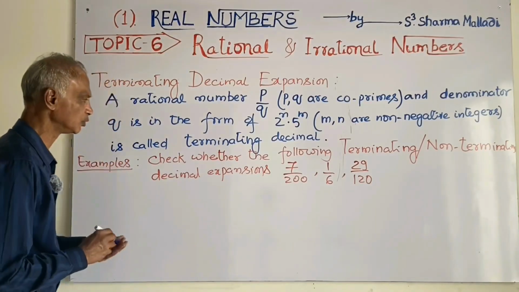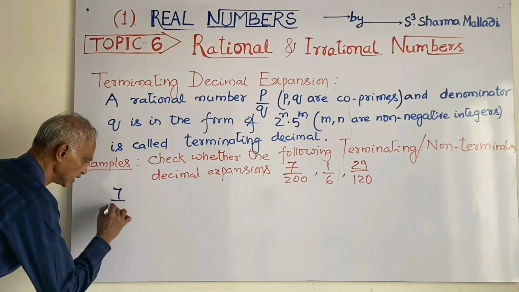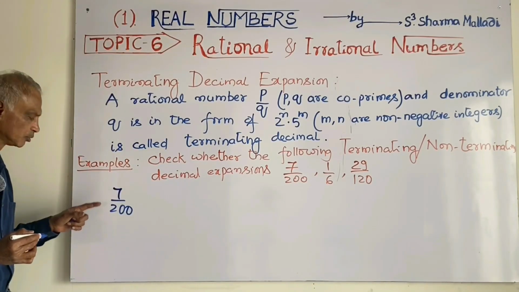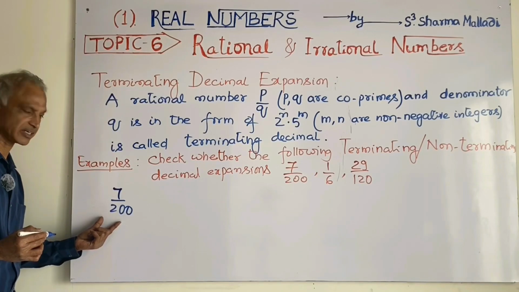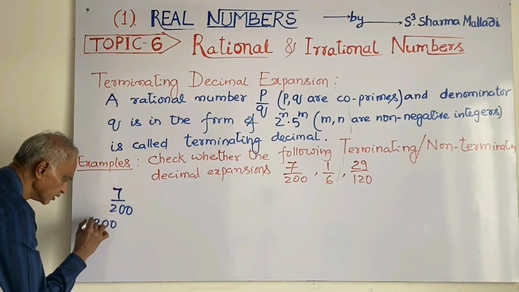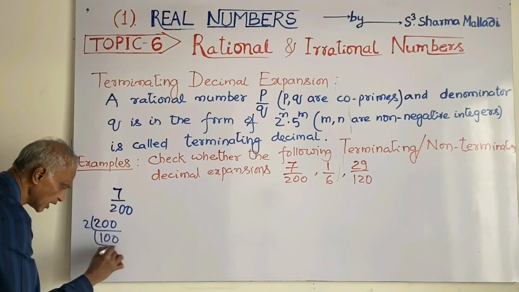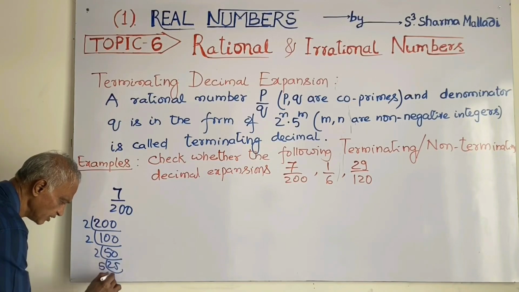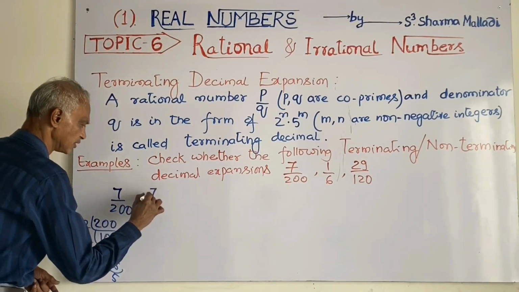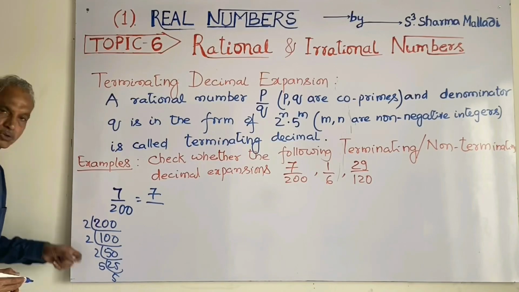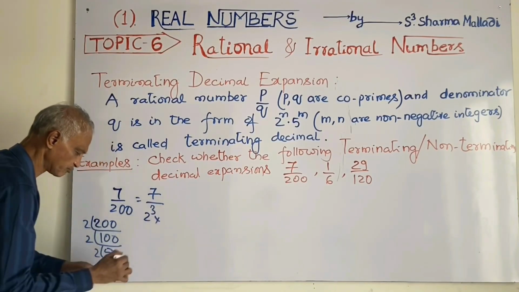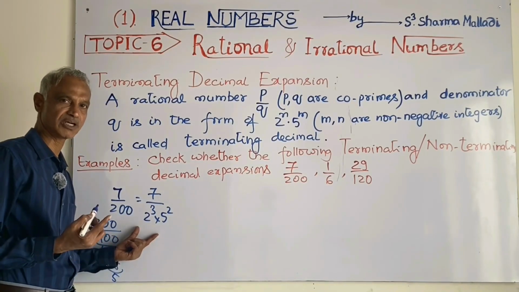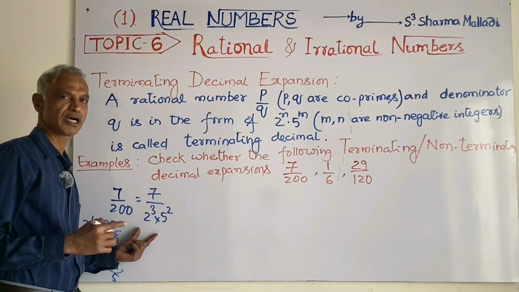We will take 7 by 200. First they must be co-primes. We have to do prime factorization. 200 can be written as 2 into 100, and also 2 into 50, 2 25s and 5 5s. So 7 by 200 can be written as 7 by 2 cube into 5 square. Denominator is in the form of 2 to the power of n and 5 to the power of m. m, n are non-negative integers.